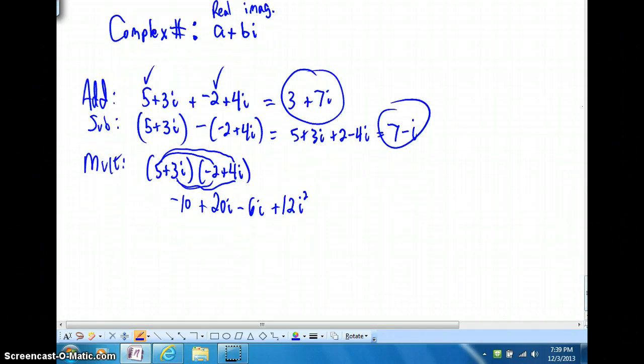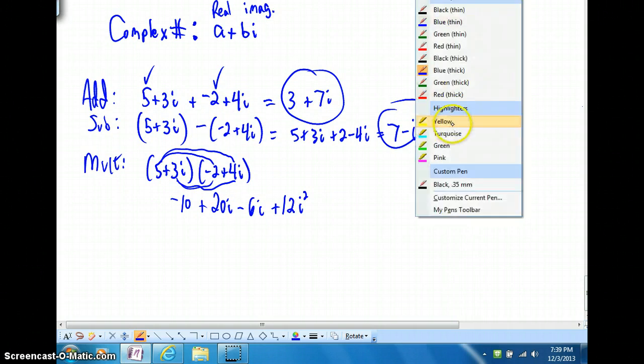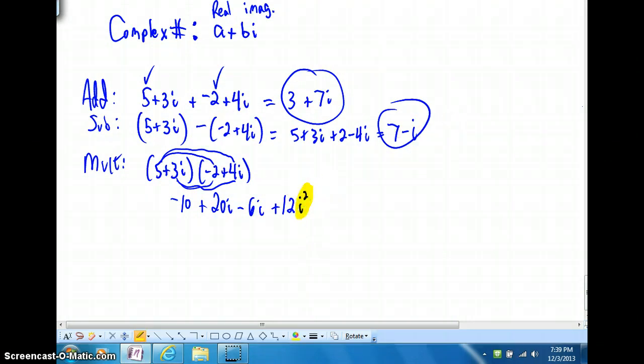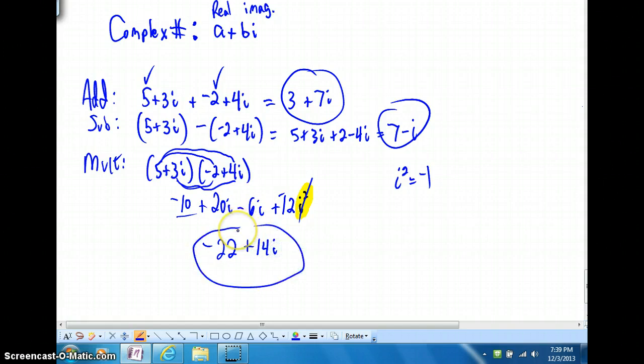This i squared, however, is one of the most commonly occurring values that you're going to see with complex numbers. i squared, we're always going to immediately turn into -1. Now, because this shows up so commonly, a lot of teachers will just say cross out the i squared and change the sign out in front. That is certainly viable. You can do that. -10 plus -12 is -22. 20i minus 6i, well, that would add up to 14i. So you can see that you can, in fact, multiply two complex numbers together.